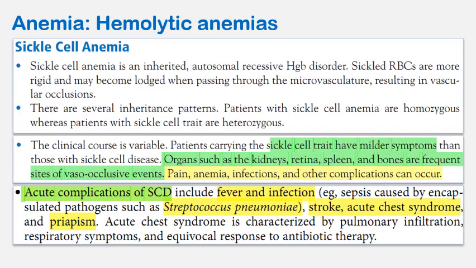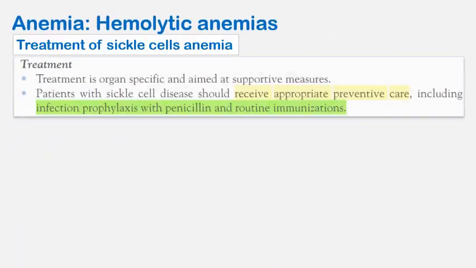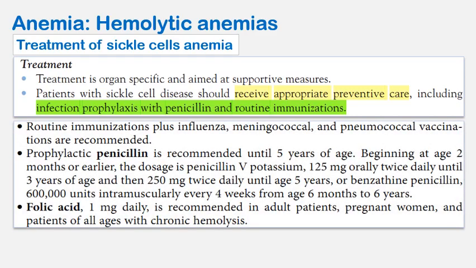Acute chest syndrome is characterized by pulmonary infiltration, respiratory symptoms, and equivocal response to antibiotics. Treatment of it is organ specific and most commonly supportive. Supportive treatment includes infection prophylaxis with penicillin and routine immunization. Routine immunization includes influenza, meningococcal, and pneumococcal vaccination.